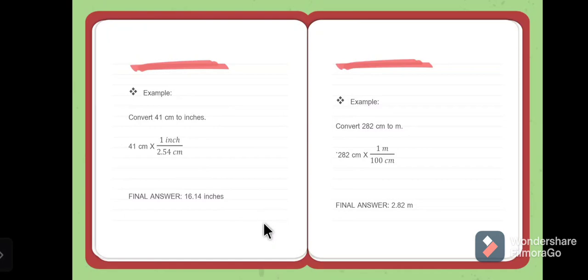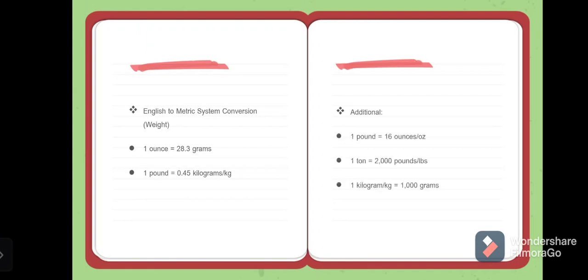Next is the English to metric system conversion for weight. Here are the given conversions. 1 ounce is to 28.3 grams. 1 pound is to 0.45 kilograms. And the additional conversions are 1 pound is to 12 ounces, 1 ton is to 2,000 pounds, and 1 kilogram is to 1,000 grams.